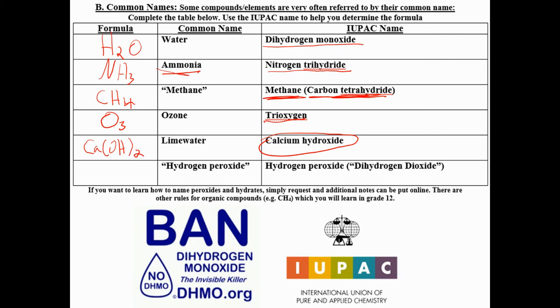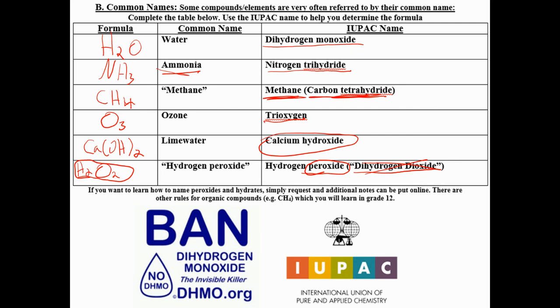And then hydrogen peroxide, you could call it dihydrogen dioxide theoretically, but in reality, it is a peroxide. So it's H2O2, and you can just call it hydrogen peroxide. So don't get confused by this and call it dihydrogen dioxide, because it is really a peroxide. So if you see H2O2, do not call it this, call it hydrogen peroxide instead.